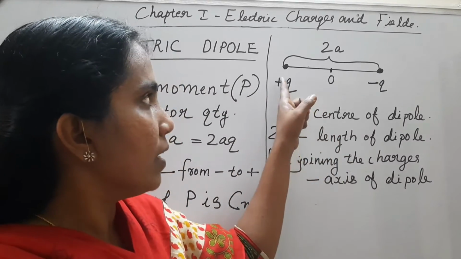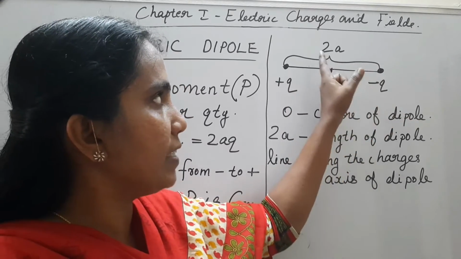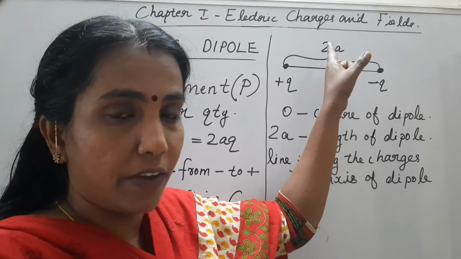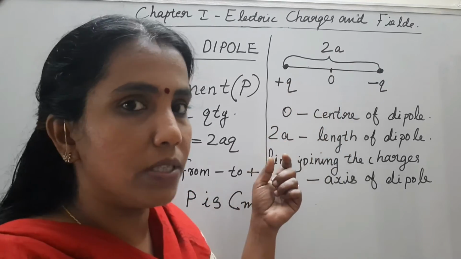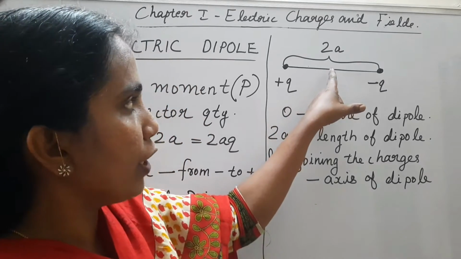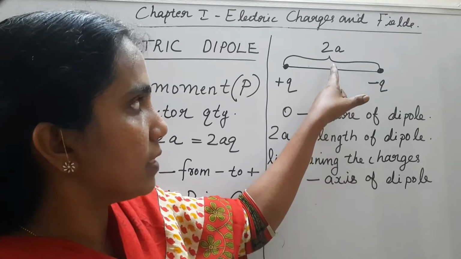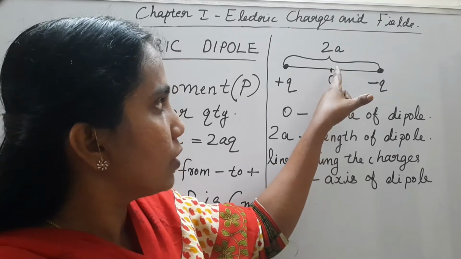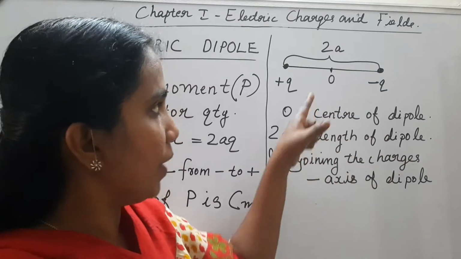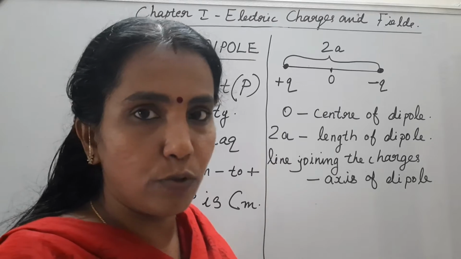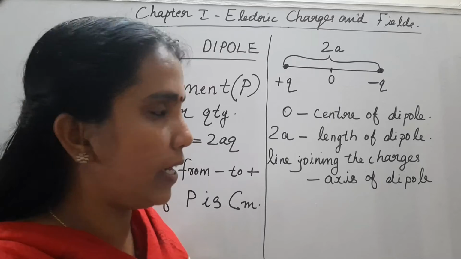In the diagram, this shows an electric dipole, plus q and minus q separated by a distance 2a. We have taken it as 2a. Now, there are some terms related to this dipole. See, this point O. O is the midpoint of the line joining the centers of the two charges. That point O is called the center of the dipole. So in the diagram, O is the center of the dipole.